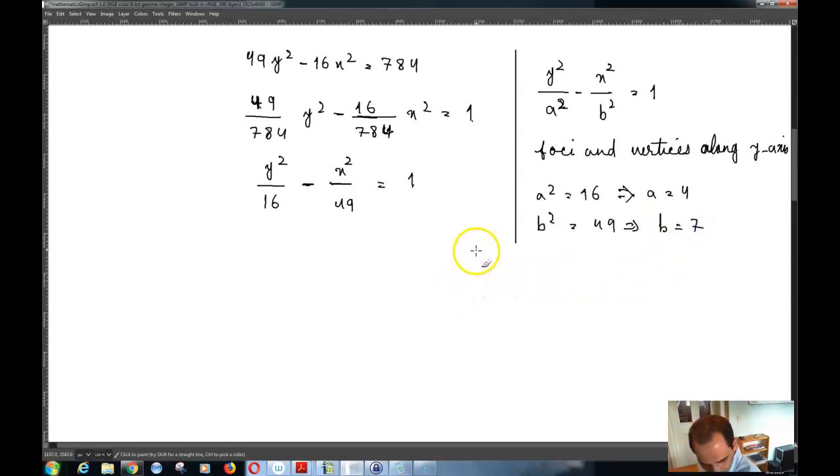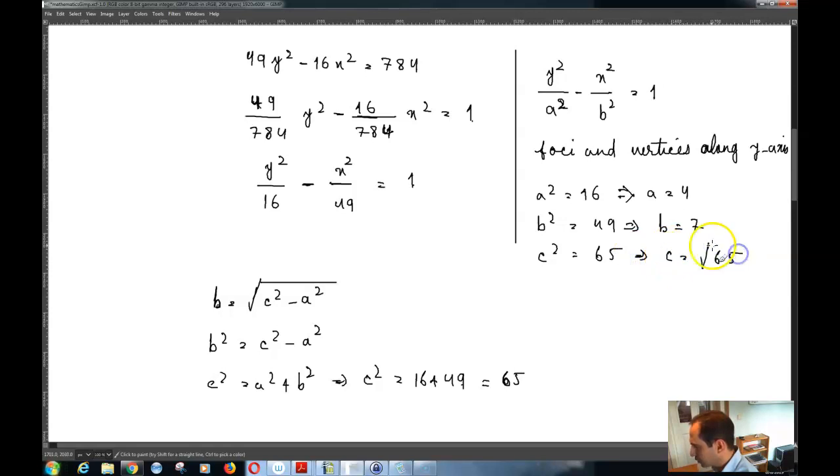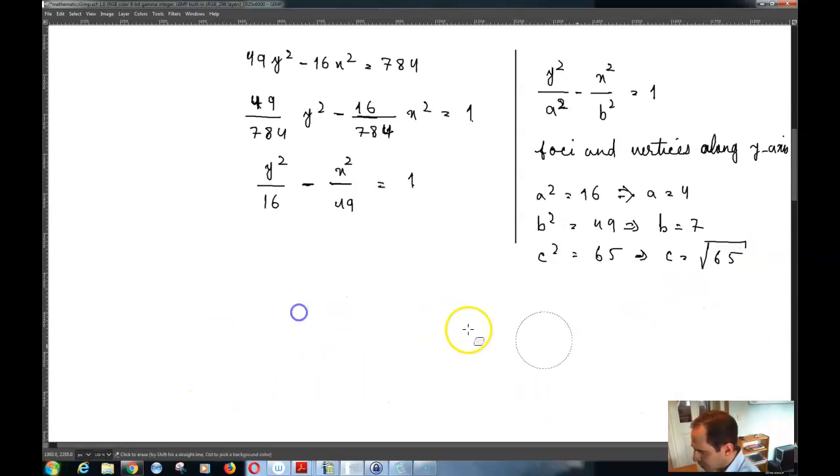And that brings us to c. b squared is equal to c squared minus a squared, so that means that c squared is equal to a squared plus b squared. Which means that c squared is equal to 16 plus 49, which is 65. So c squared is equal to 65, and so c is equal to the square root of 65. And 65 is 5 times 13.